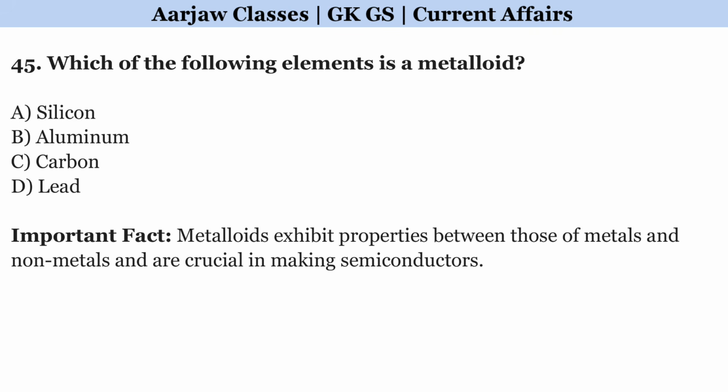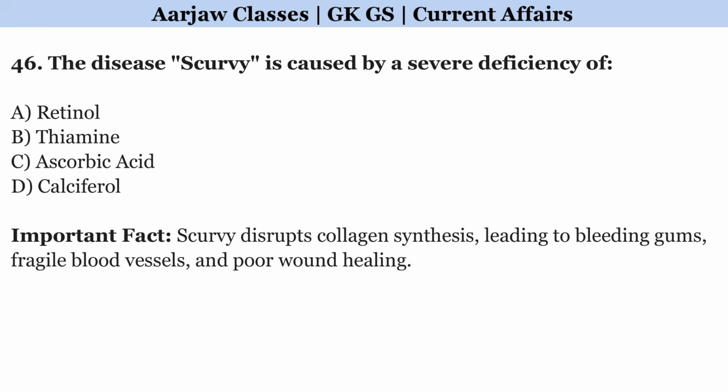Which of the following elements is a metalloid? Correct option is A. Silicon. The disease scurvy is caused by a severe deficiency of? Correct option is C. Ascorbic acid.